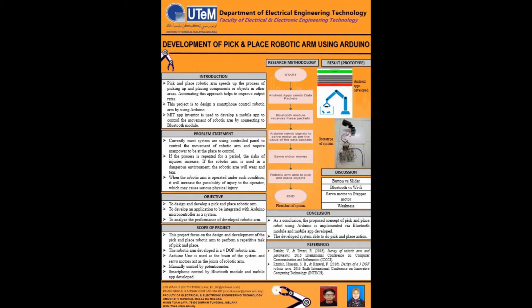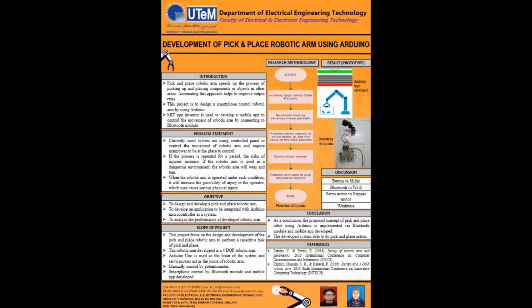So first, what is the pick and place robotic arm? Pick and place robotic arm speeds up the process of picking up and placing components or objects in other areas. Automating this approach helps to improve the output rates. This project is to design a smartphone-controlled robotic arm by using Arduino. MIT App Inventor is used to develop a mobile app to control the movement of the robotic arm by connecting to the Bluetooth module.